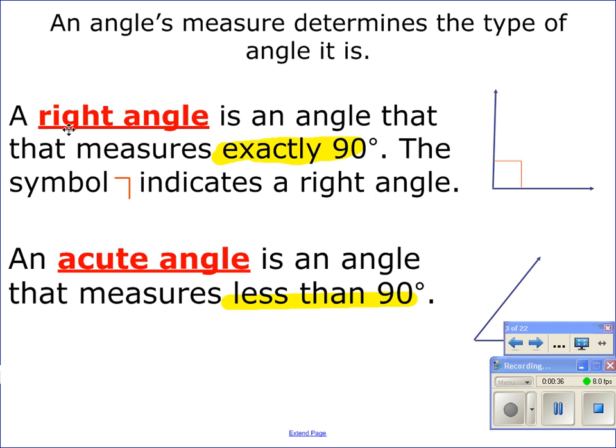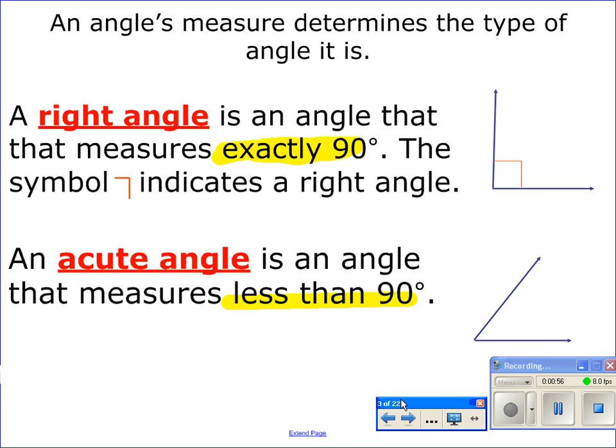A right angle, we all know, measures exactly 90 degrees. Whenever you see this little symbol right here, this little square type thing, this means that it is a right angle and it equals 90 degrees. If it does not have this shape, it is not 90 degrees, even if it looks like it is. Always go by what it says, not what it looks like.